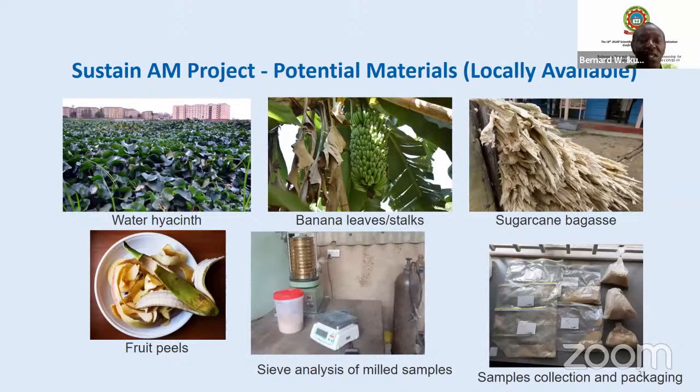What we are looking at in this project are alternative materials for manufacturing. What we consider as waste, can it be used to manufacture sellable goods? The variety is quite wide. We are looking at water hyacinth, banana stalks, sugar cane bagasse, fruit peels, and so on. With this, we have to dry, form powder, and then make them injectable, and you can build components. Here you have the sieve analysis for milled samples, and this we have at the School of Biosystems Engineering, and also in civil engineering.